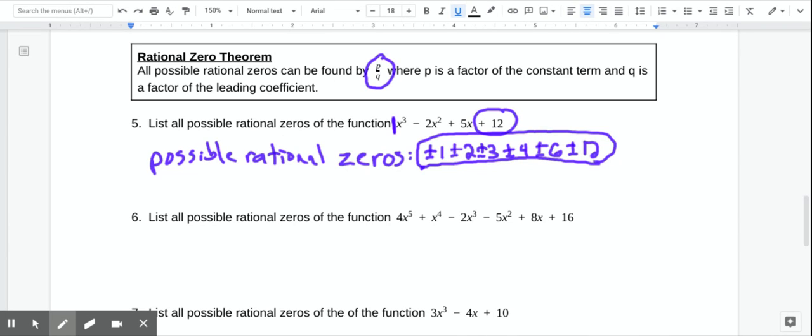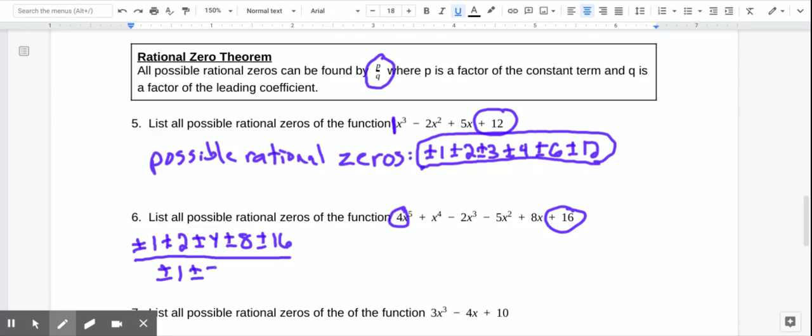All right, let's check the next problem. We want to list all of the possible rational zeros of this. So we're going to start with the factors of 16. So plus or minus 1, 2, 4, 8, and 16. And then we have to divide that by all of the factors of 4. So the factors of 4 are 1, 2, and 4. And now we actually have to do this division.